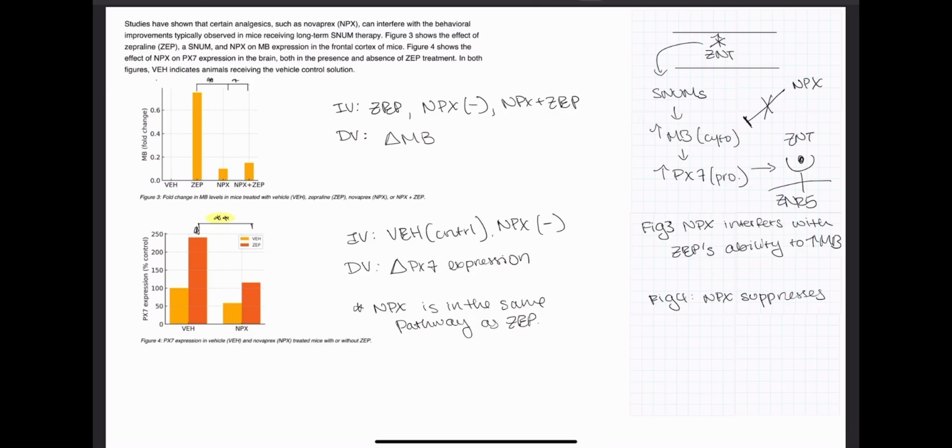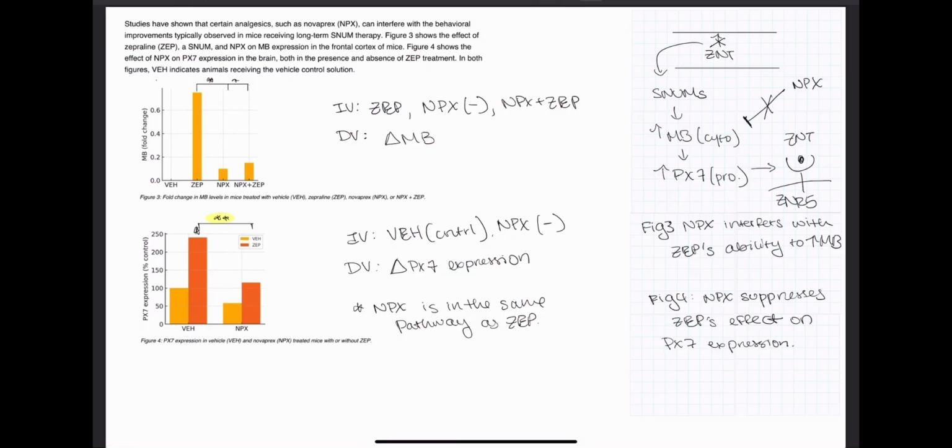Okay, so figure 4 is saying that NPX suppresses ZEP's effect on PX7 expression. And that's probably by lowering the levels of MB. But that's just something I'm assuming.